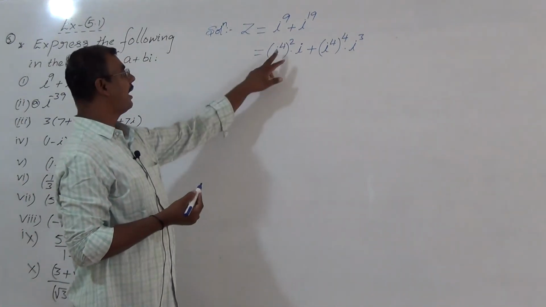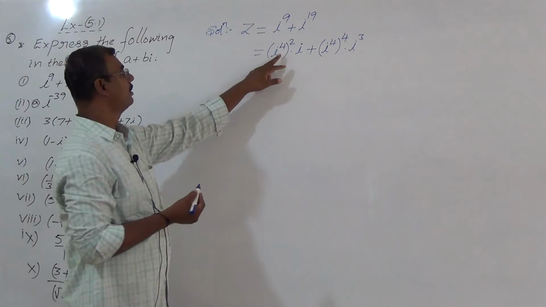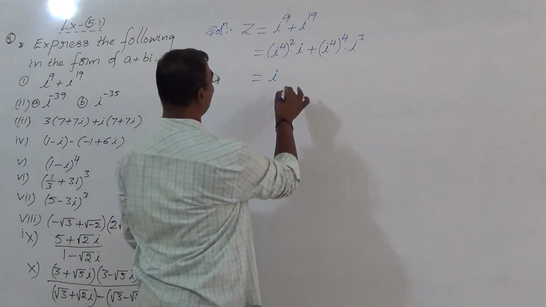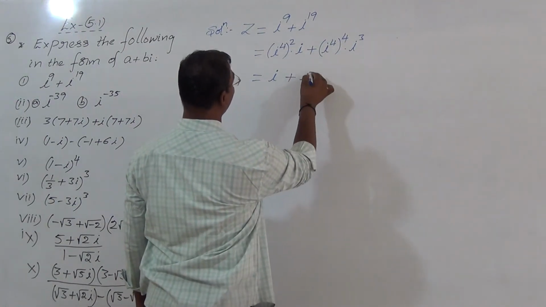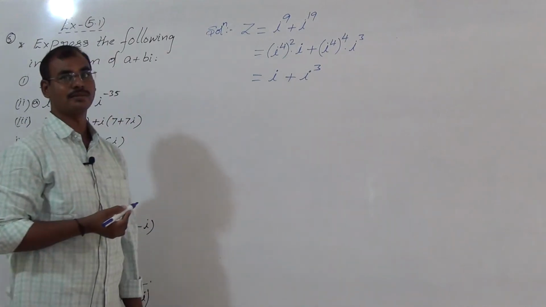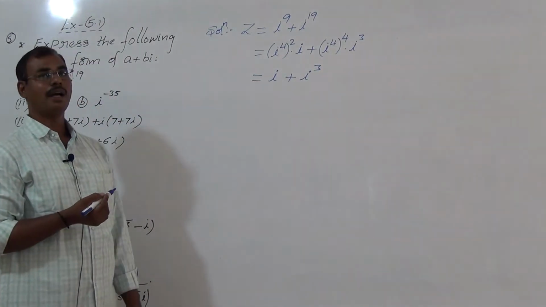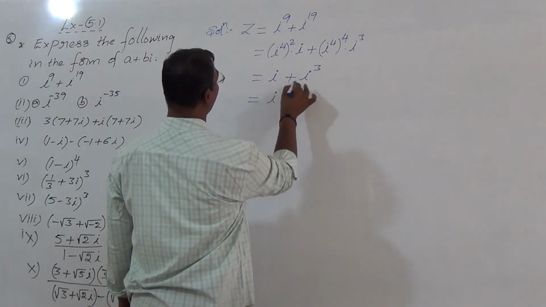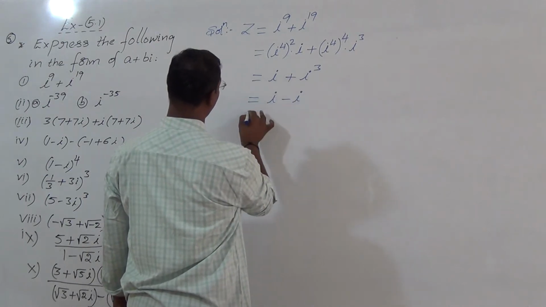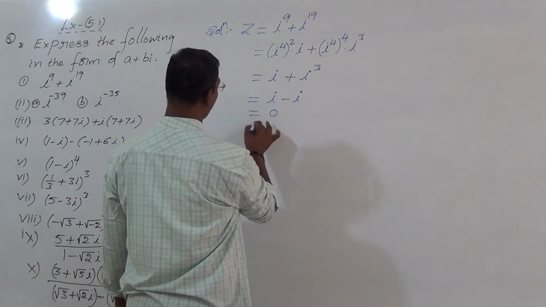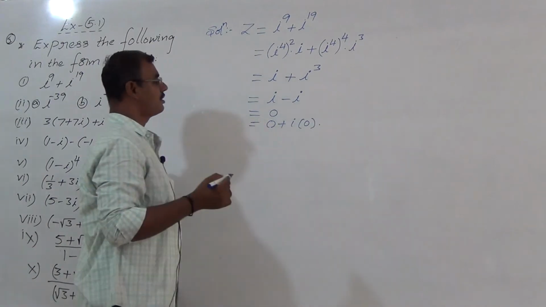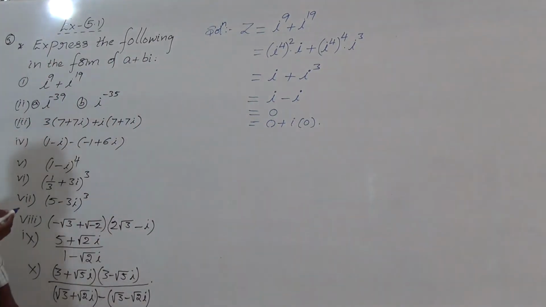We know that I raised to 4 is equal to 1. So 1 into iota becomes iota. Here also plus 1 into I raised to 3, which is I raised to 3. We know the value of I raised to 3, that is given in the first video. Remember all of you, that is minus iota. So it will be 0. 0 can be written as 0 plus iota into 0. So this is in the form of a plus iota b. So this is the first one.